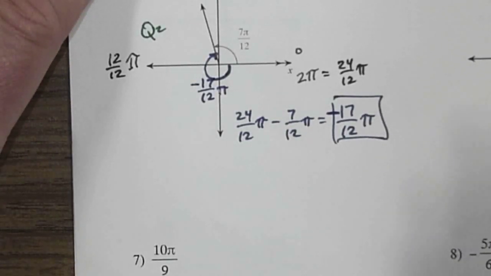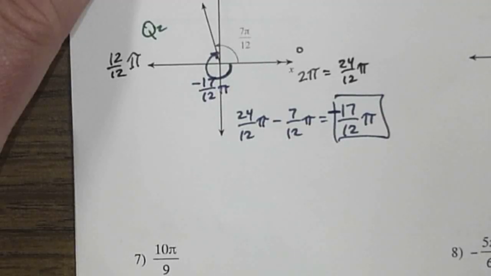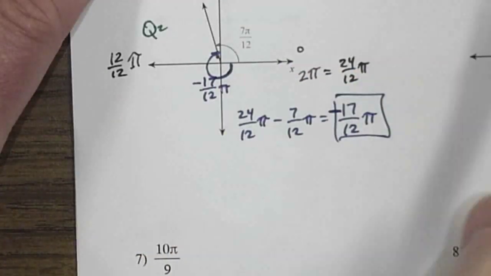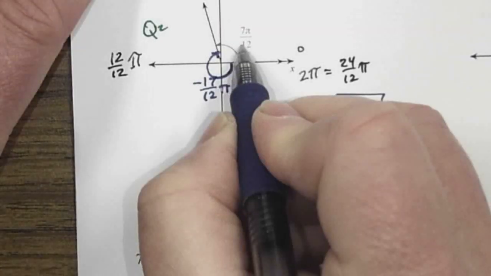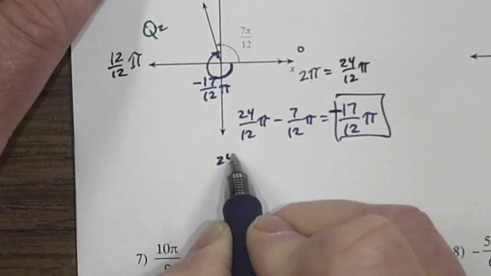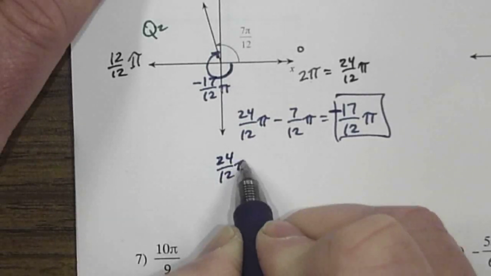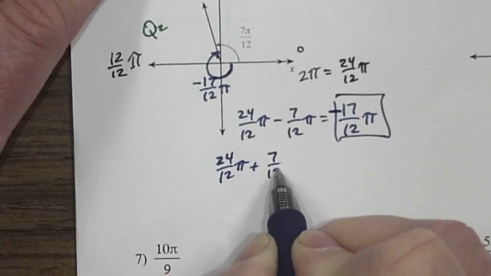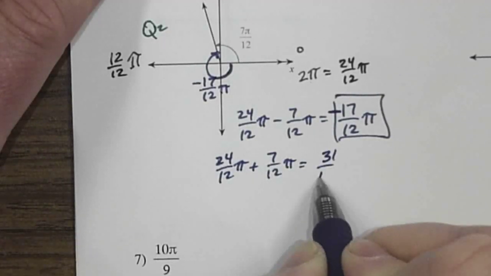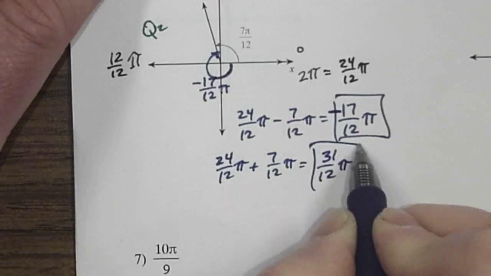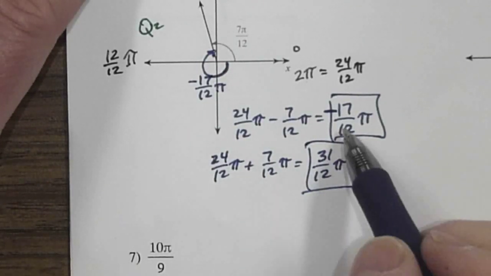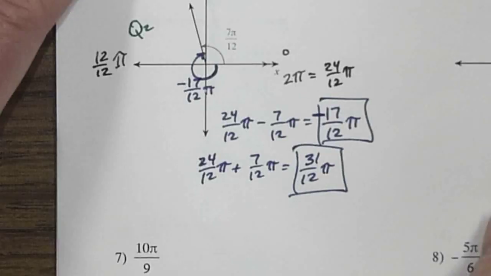Now to find a second coterminal angle, I'm going to go full circle plus the 7/12. So that means 2 pi plus the 7/12. 2 pi is 24 over 12. So I'm going to take that 24 over 12 and add it to the 7/12. 24 plus 7 is 31 over 12. And there's my second coterminal angle. Okay, remember this one is a negative.